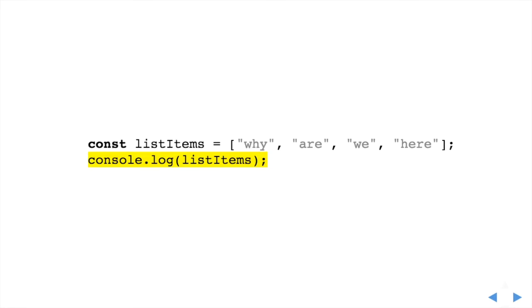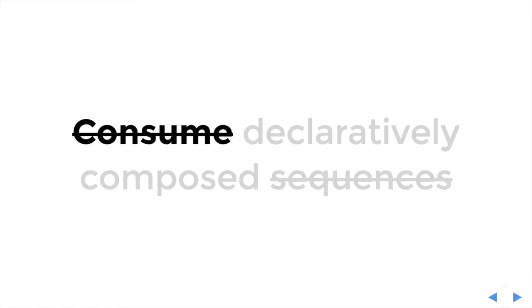Next, let's look at what it means to consume a sequence. And this is really easy. All I mean when I'm talking about consuming a sequence is just that you're doing something with that sequence. So here we have this list items sequence, which happens to be an array, and we're logging out that array to the console. So that's hopefully pretty simple.